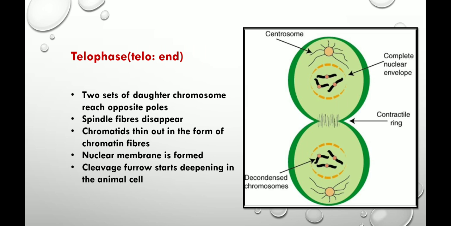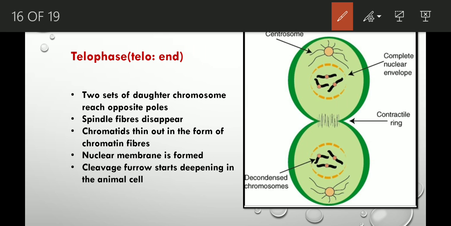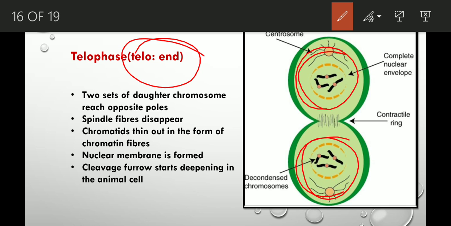The next phase is telophase. Telo means end. As this phase is the last phase of mitosis, that's why it is known as telophase. Here what happens, see, the two sets of daughter chromosomes reach the opposite poles. They have already reached the opposite poles. Spindle fibers have disappeared. The nuclear membrane starts forming. See the dashed line again, it has started forming. The nucleolus also forms in this phase.